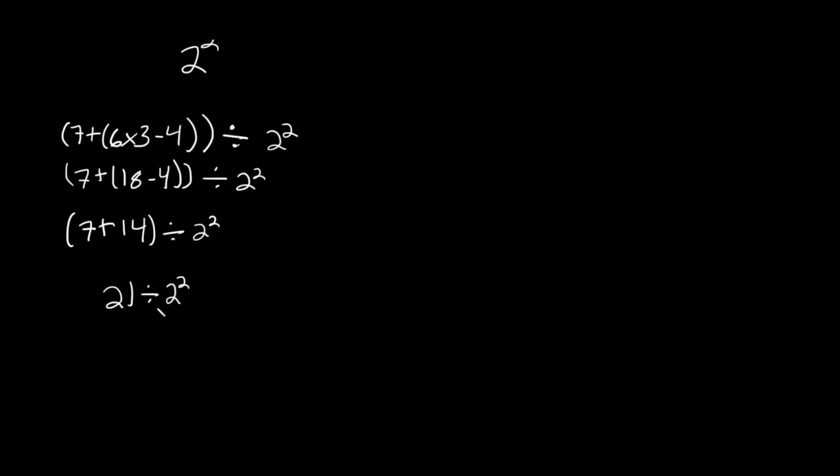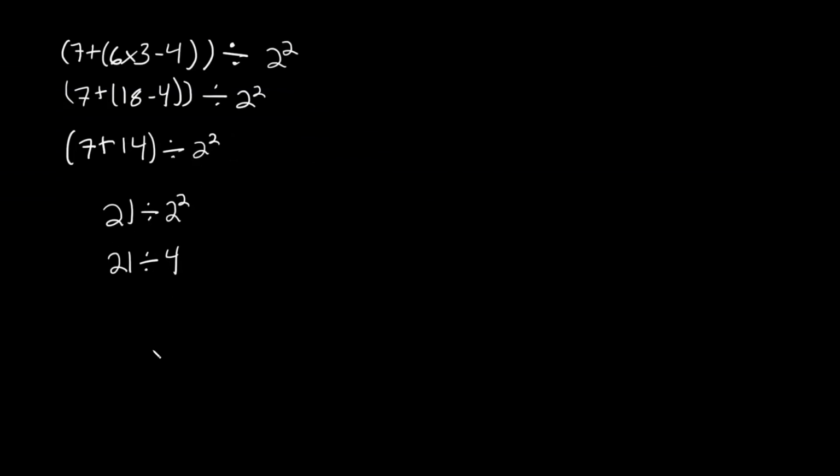So there's no more parentheses, but there is an exponent here. So 21 divided by 2 squared is the same thing as 4. And then we can just rewrite this as 21 over 4, or let's see here, this will be 5.25. And these are our answers to this problem.